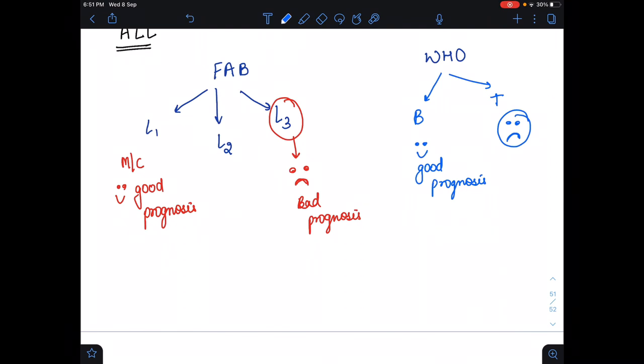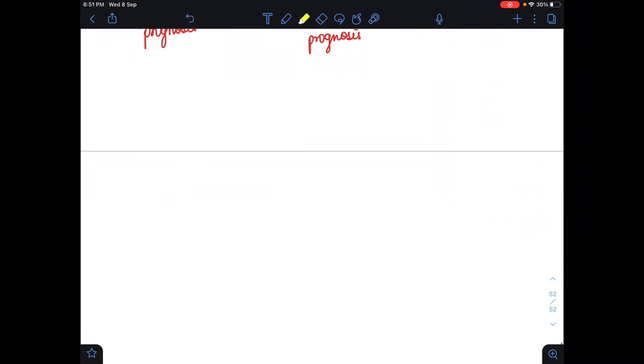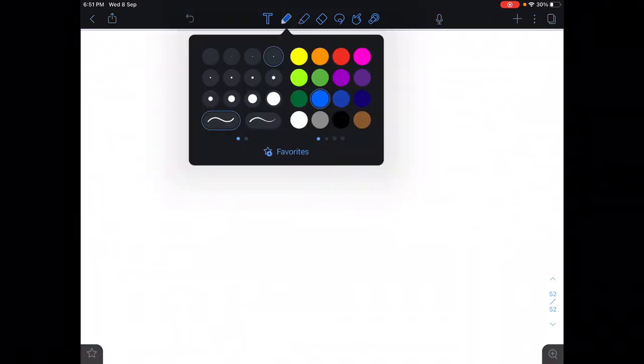So these were the classifications of ALL, the FAB classification and the WHO classification. Please remember which type is the most common and which gives the good prognosis. L1 is the most common and has the good prognosis, while L3 has the bad prognosis. Similarly, in the WHO, B has the good prognosis and T has the bad prognosis. Now, on the basis of prognosis, we have certain factors on which we divide it into good prognosis and bad prognosis.